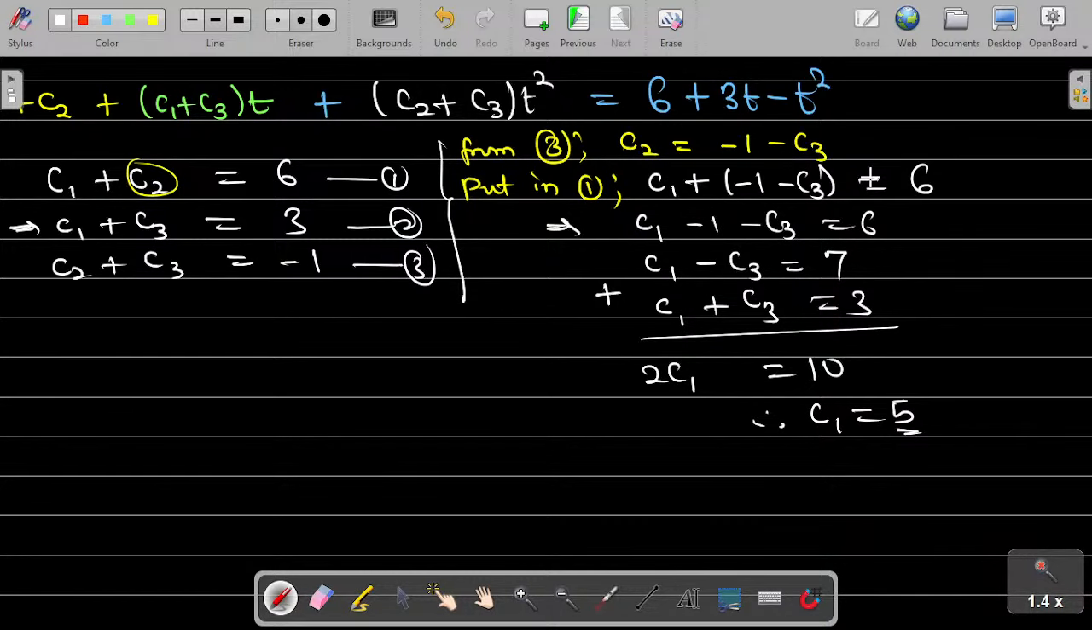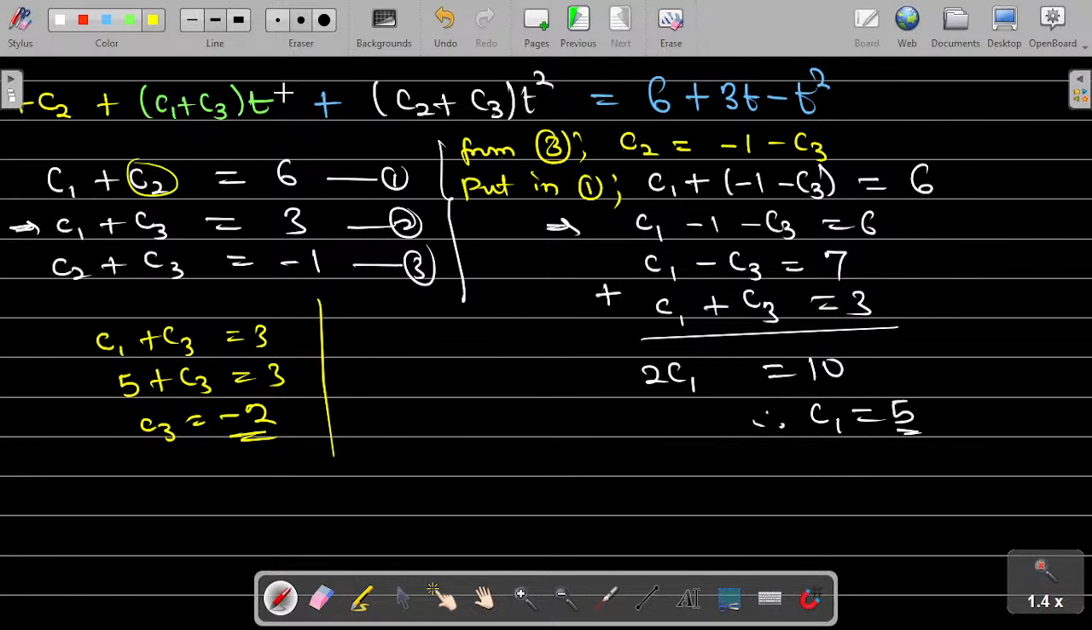That means we can easily get our c3. Let me do that here. To get our c3, just substitute into any of these two equations. If I substitute into equation 2, c1 plus c3 equal to 3. So what did I get as c1? 5 plus c3 equal to 3. So that means that c3 alone is equal to, sorry, that will be 3 minus 5, which is minus 2. And then I've gotten c3 and c1.